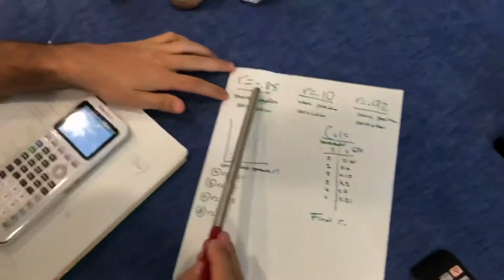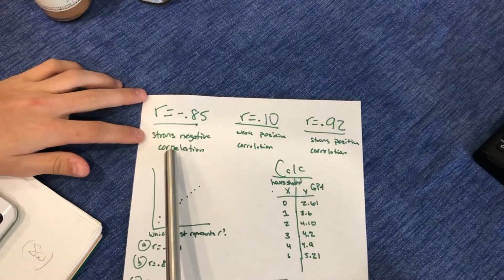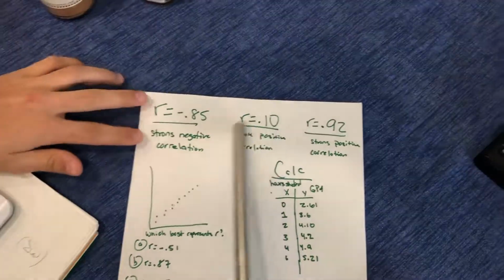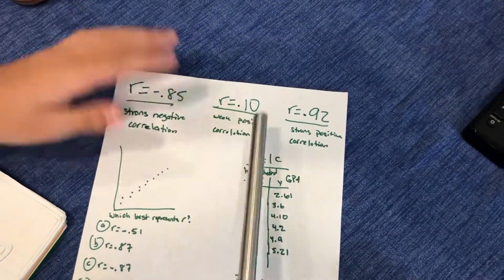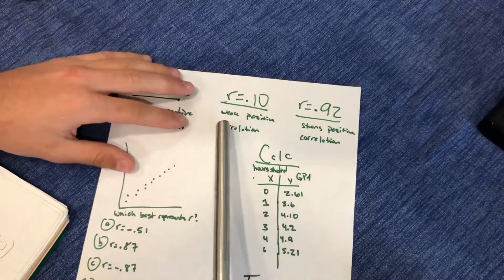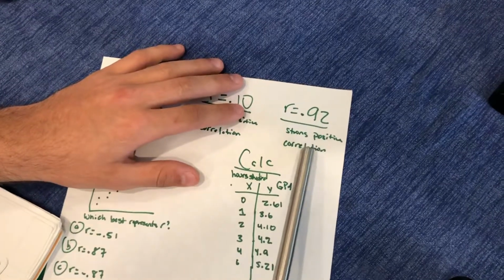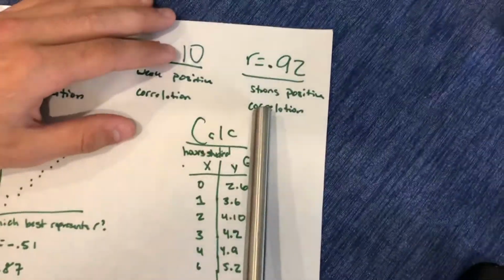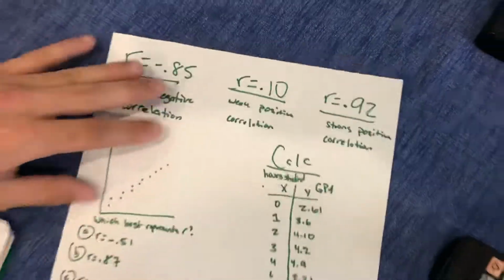R equals -0.85. This would indicate a strong negative correlation since 0.85 is very close to -1. Here is an example that R equals 0.10. Since it's positive and closer to 0 than it is to 1, this would indicate a weak positive correlation. And here we have a very strong positive correlation with R equaling 0.92. Since this is very close to 1, this will indicate a very strong positive correlation.